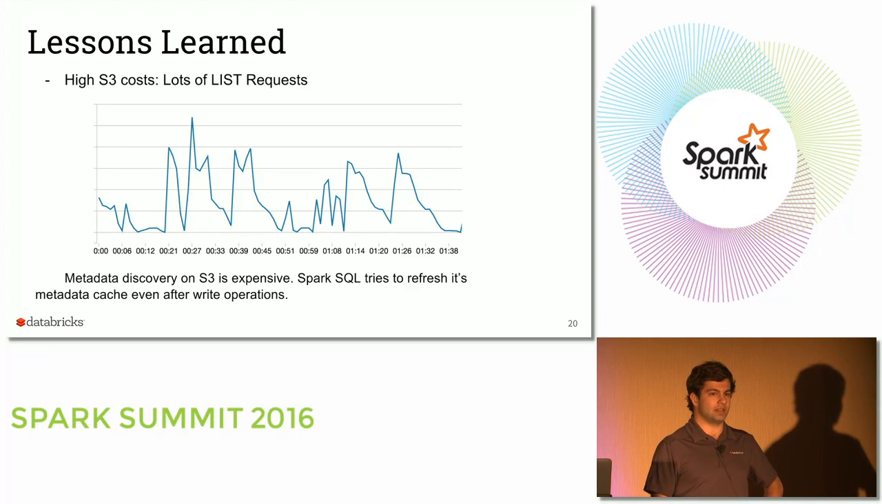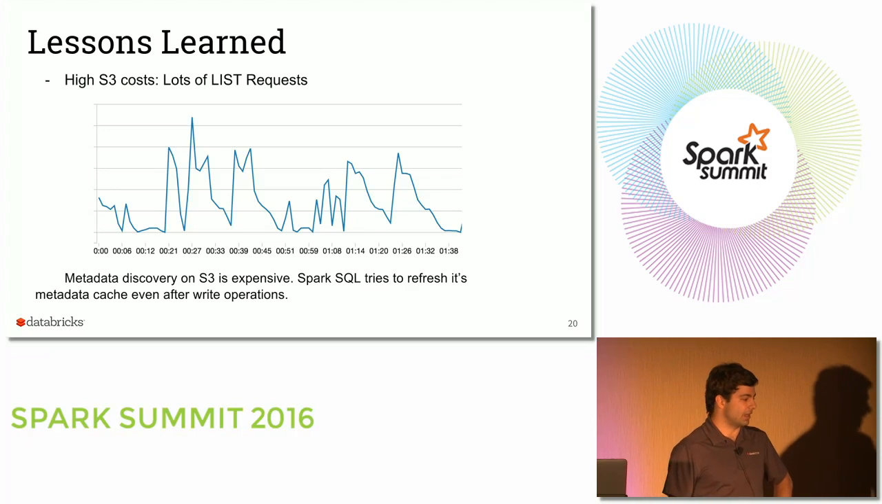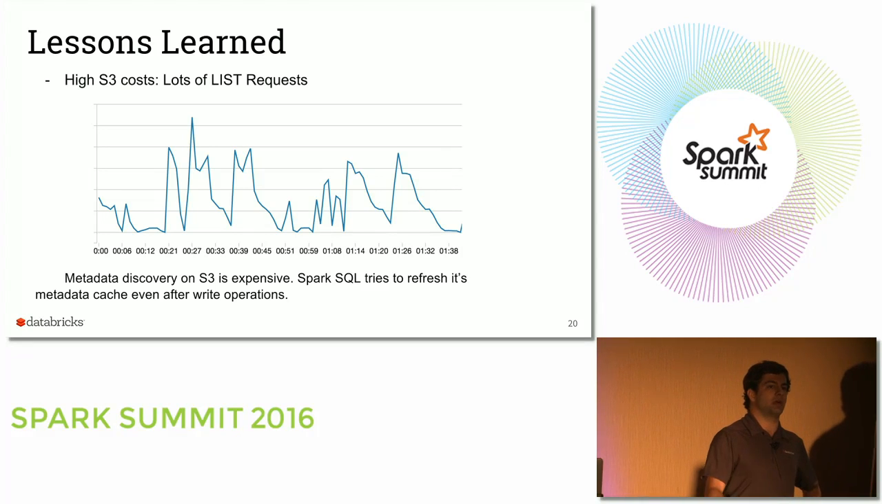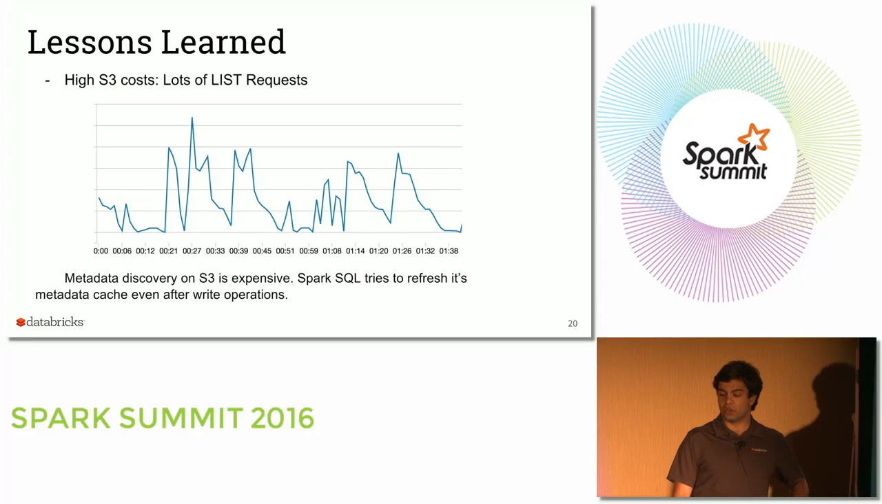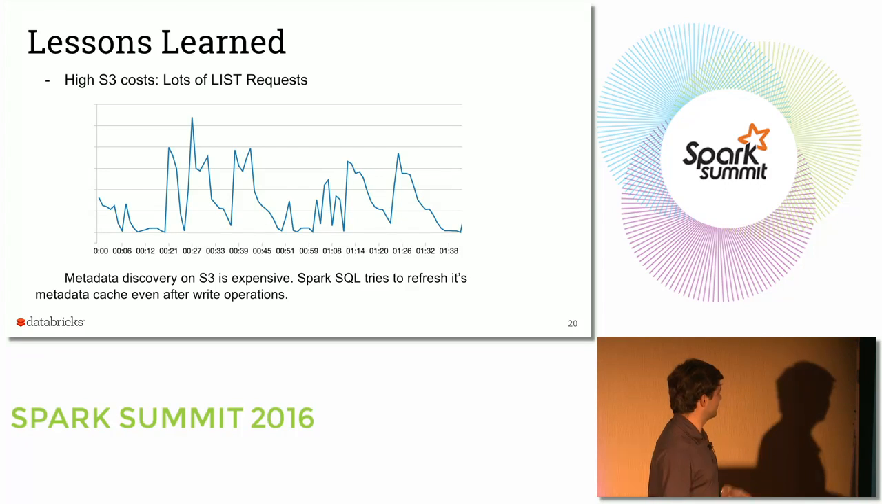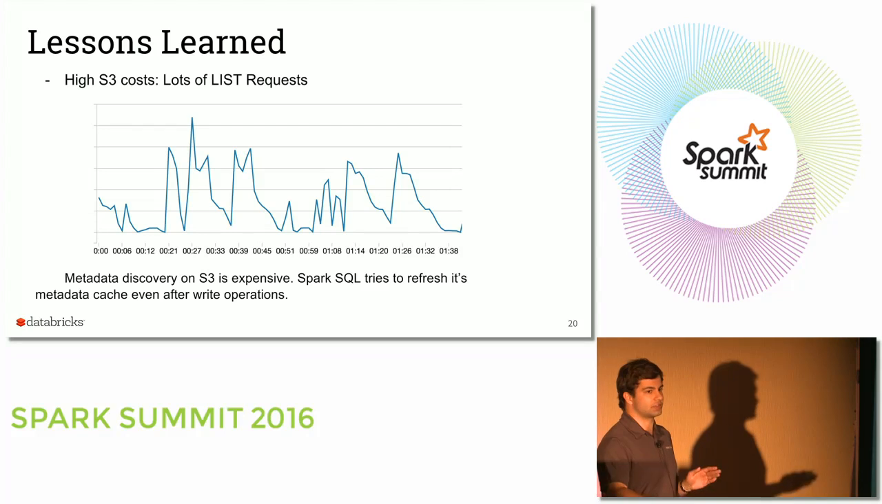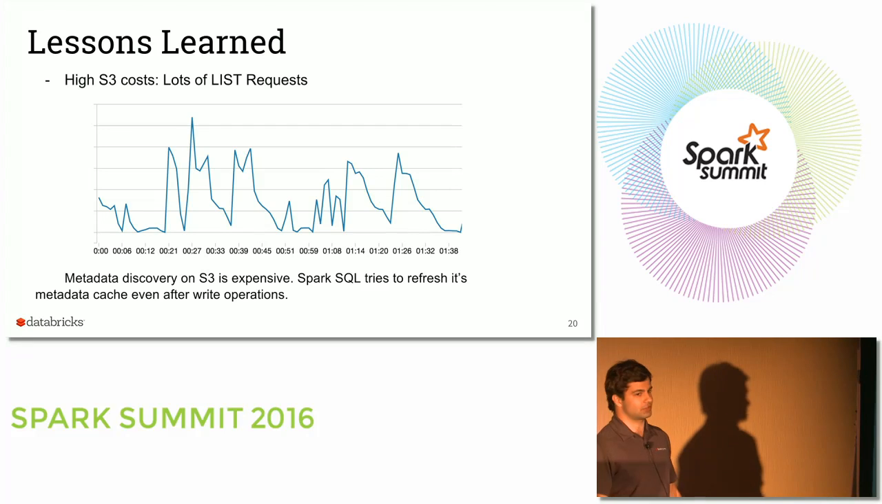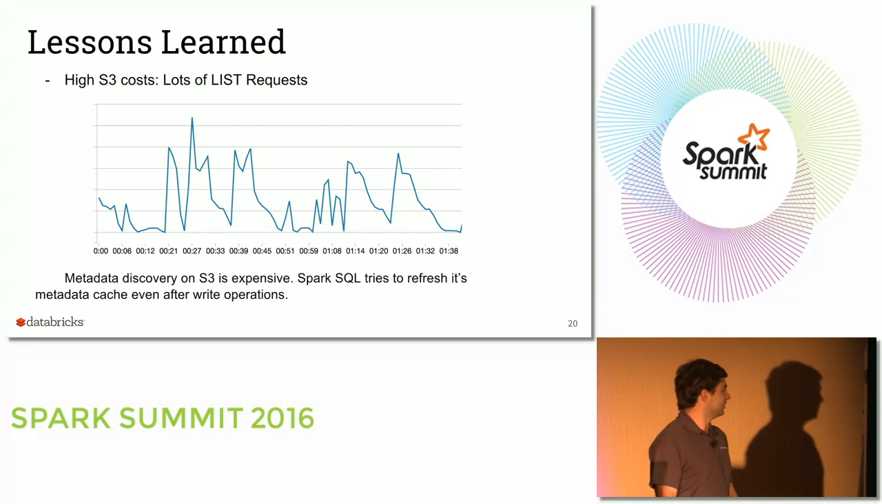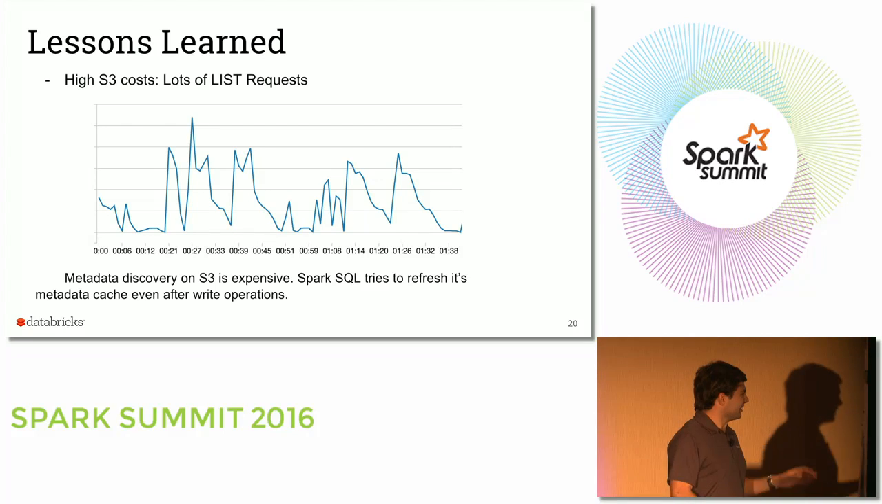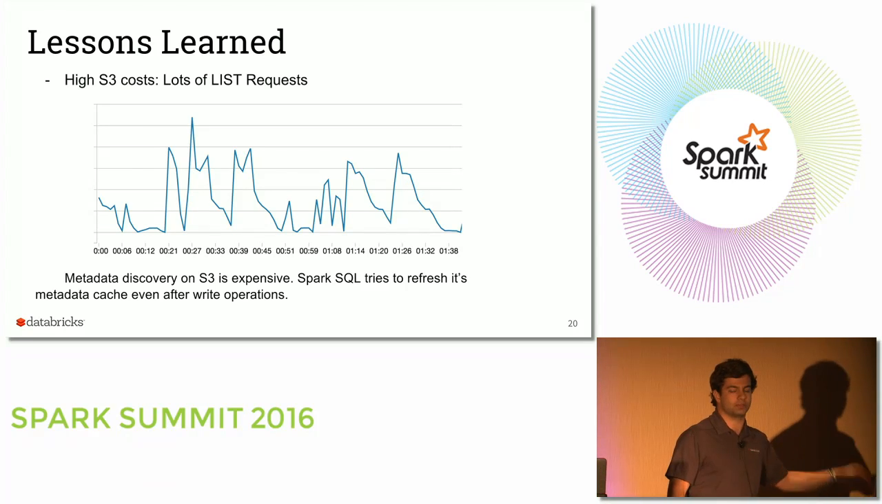And this metadata discovery happens even after you do Parquet writes. As you can see from this graph here, this was the count of list requests that we had over time. And we generated this graph using Spark, looking at CloudTrail logs, of course. There was a pattern we saw that fit our Delta job schedule.